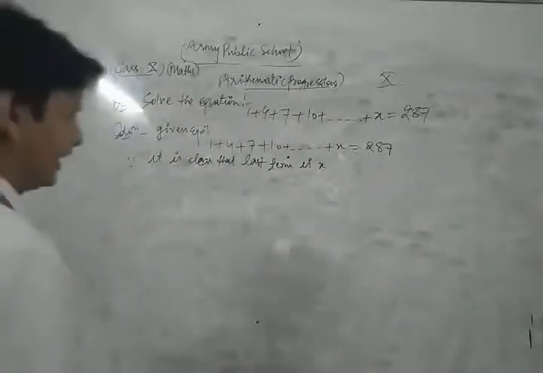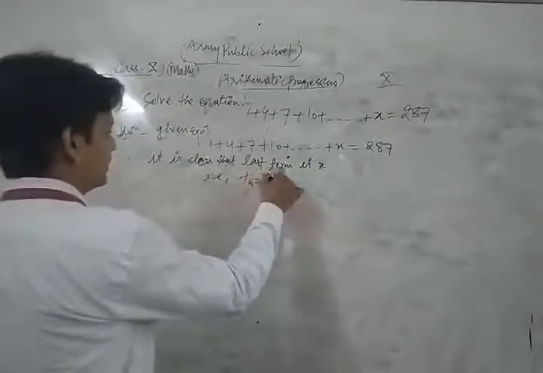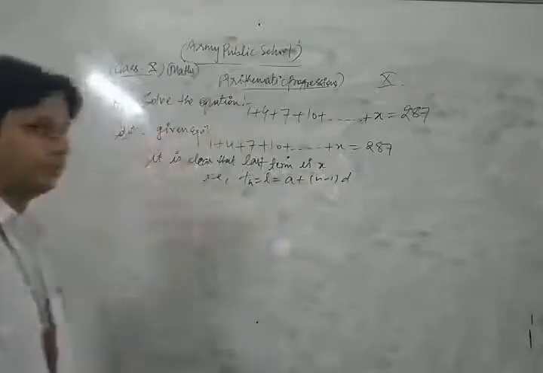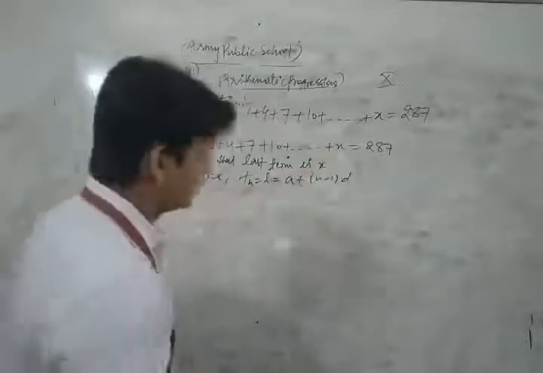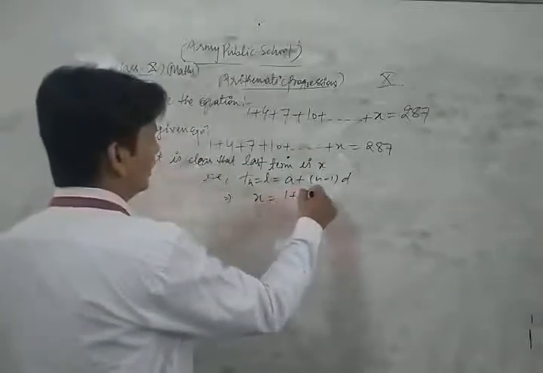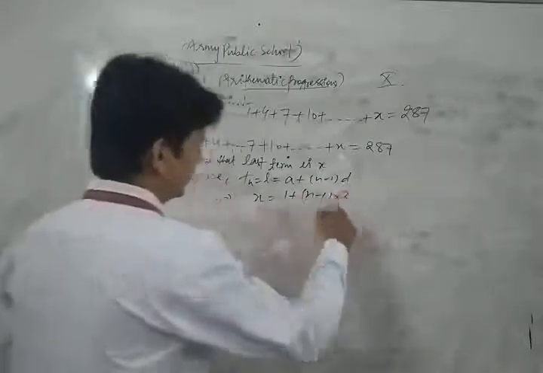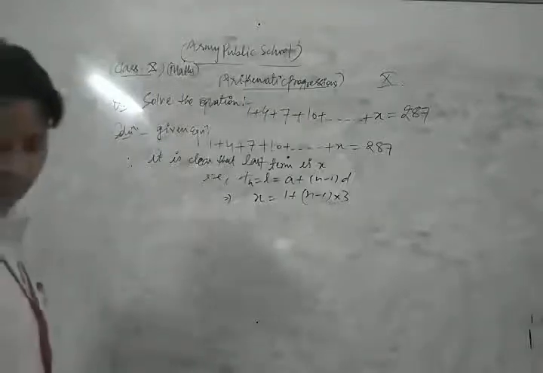Last term is x. That is, Tn means last term is given by the relation a plus n minus 1 into d. Here l is x, a is 1, n minus 1 we write as it is, and d is 3. Thus what I do?